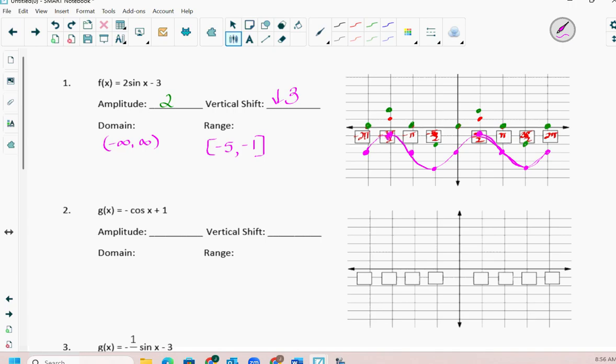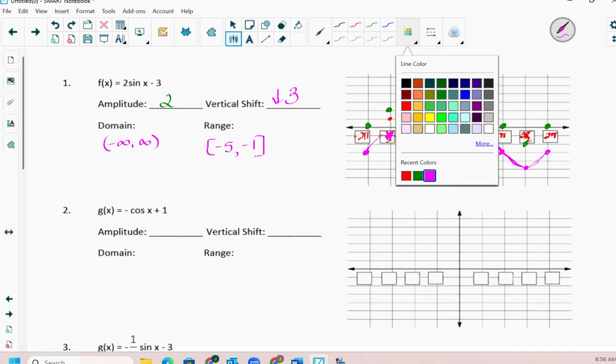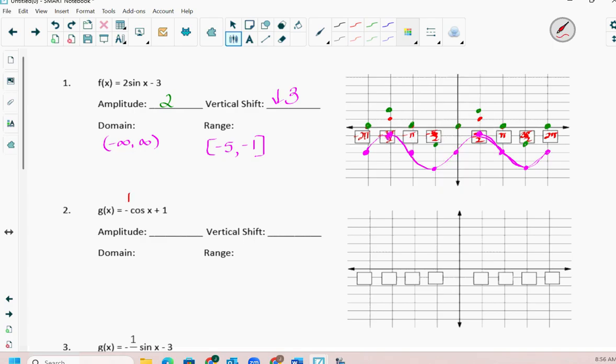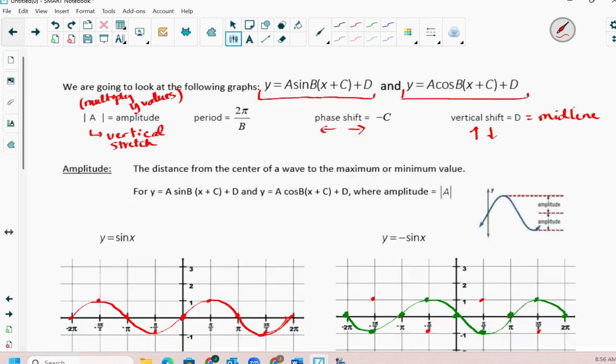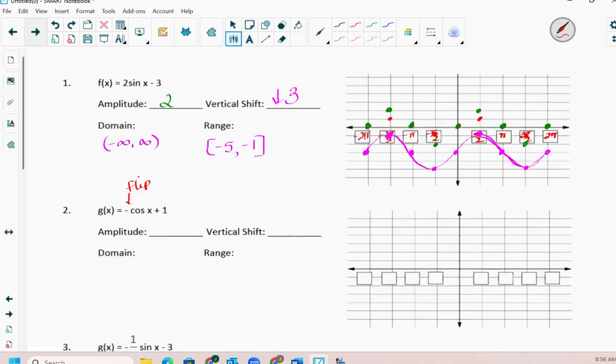Now, tricky part here when labeling the amplitude, you definitely have a flip happening, right? Like that little negative means flip. But what is the amplitude actually? Look back here. Do you see how amplitude was absolute value of a? It's just 1. Okay. All right, I'll give you guys a second to try.